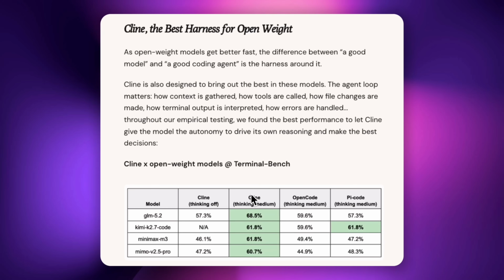To give you guys more examples, OpenCode, which is kind of similar to Cline, in their harness, the GLM 5.2 model achieves a 59.6%, which is about a 2% improvement, but with Cline, as I mentioned, 68.5%. Same thing with Kimi K2.7 code, 61.8% versus 59.6%. And you guys get the point. Across these benchmarks, with the Cline harness, you're getting more performance from these open weight models.